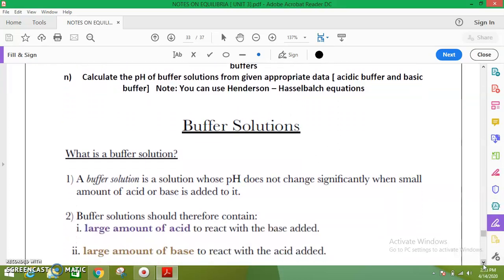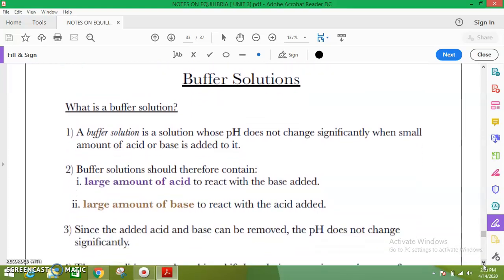Now, what is a buffer solution first? A buffer solution is a solution whose pH does not change significantly when a small amount of acid or base is added to it. Actually, a buffer solution is used to resist sudden change in pH. A buffer solution should therefore contain a large amount of acid to react with added base and a large amount of base to react with added acid.